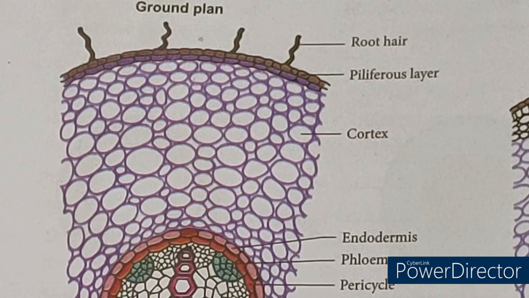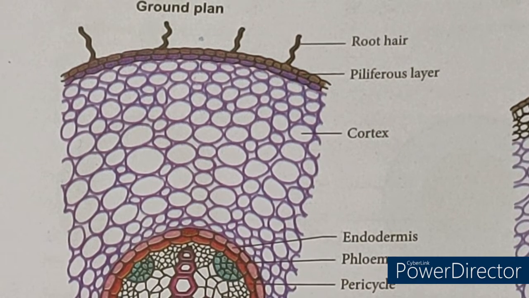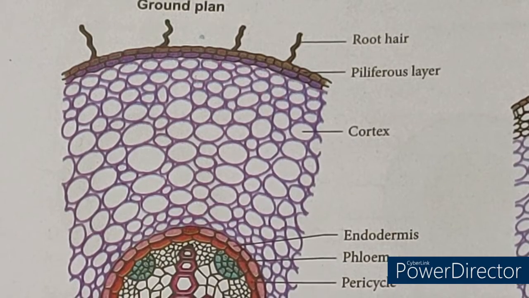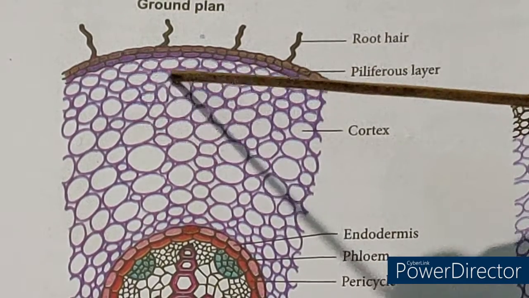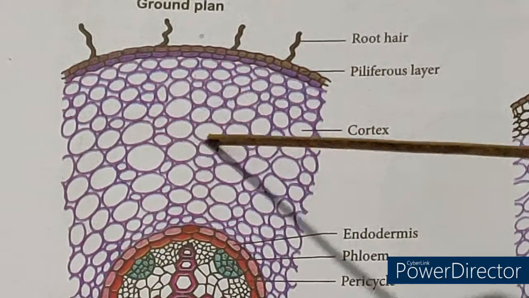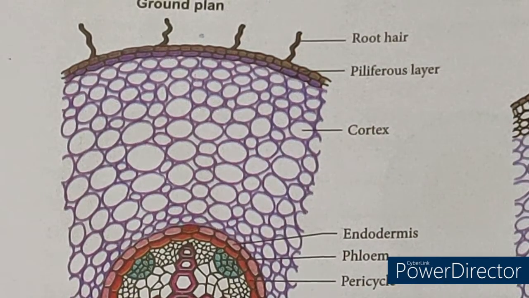The main function of cortex is that it stores food and water. That is the main function of parenchyma cells. Since they are parenchymatous in nature, they have the ability of storing food and water. Okay, that is about cortex.